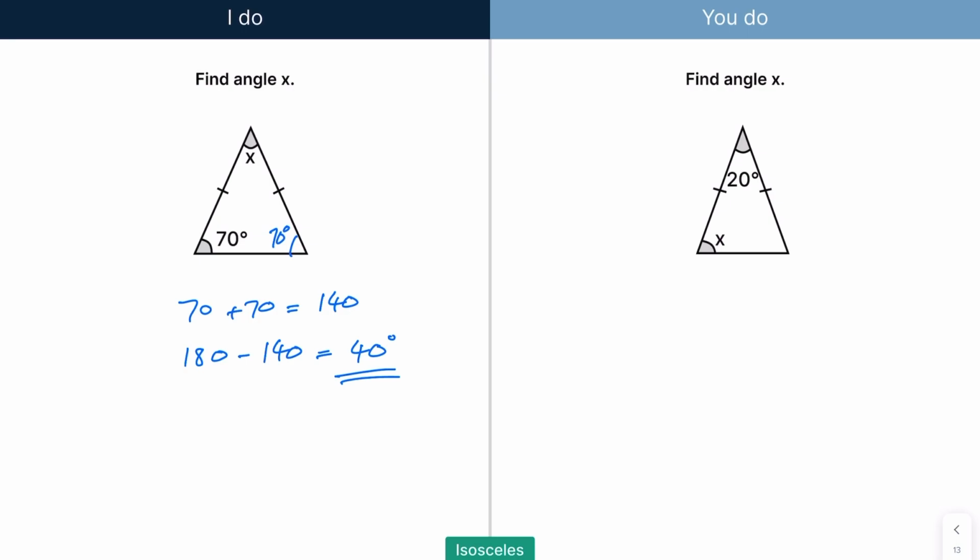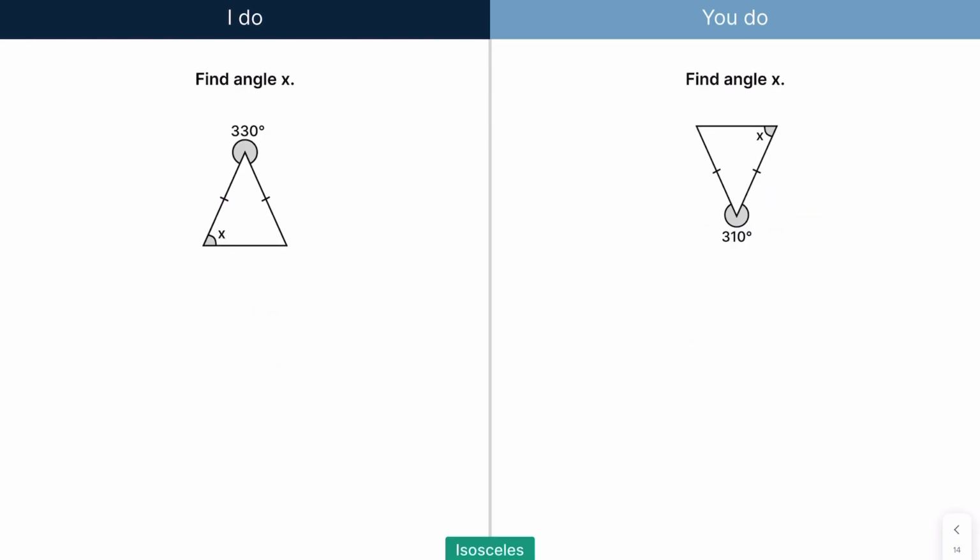And now looking at this example here, we know that it's an isosceles triangle, so these two angles must be the same. So what we can do is 180 take away 20, which gives us 160. So we know that this and this both add together to give 160. But because they're both the same, we can just divide this by 2, and we get 80. So x is 80. So this angle here is going to be 80, and this angle here is also going to be 80. Because remember, the base angles on an isosceles triangle are the same.